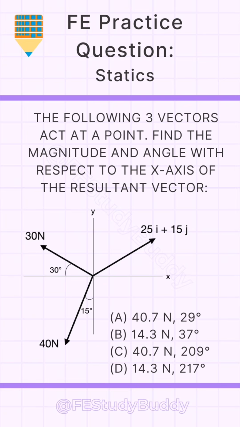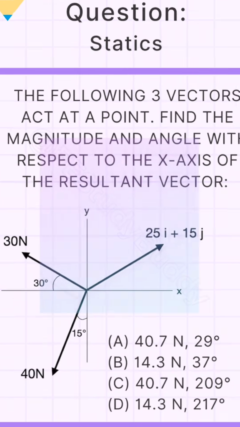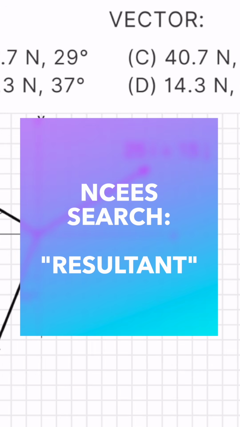Try pausing now and attempting the problem yourself before continuing. We have a statics problem where we are asked to find both the magnitude and direction of the resultant vector for these 3 vector forces. Search "resultant" in the FE handbook to find the applicable section.